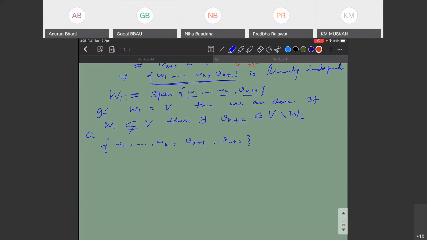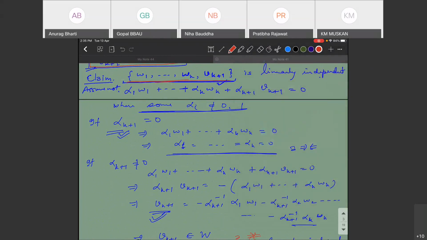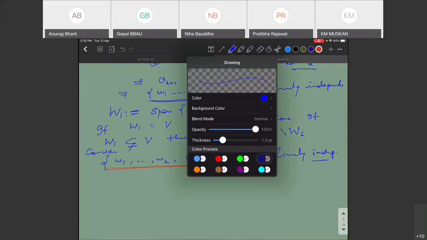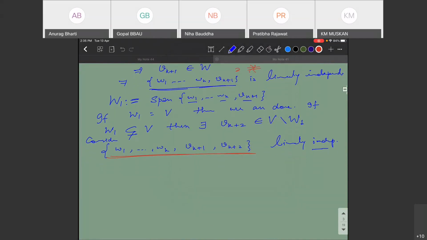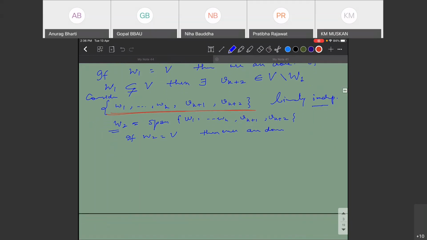So consider this and prove that this set is linearly independent. The same way you will prove it. You can prove this set is linearly independent. Okay. So again, take W2 equal to the span of w1, w2, wk, v k plus 1, v k plus 2. So this is the subspace. If W2 equals V, then we are done. Otherwise, the same process.